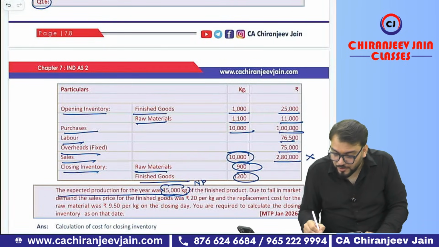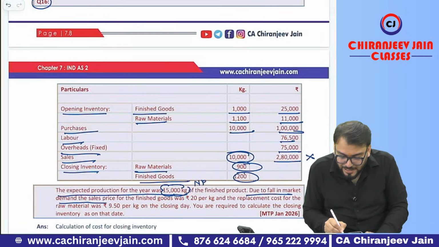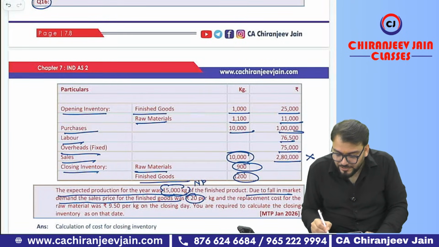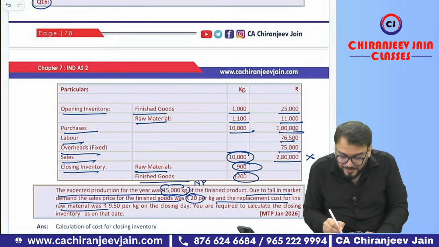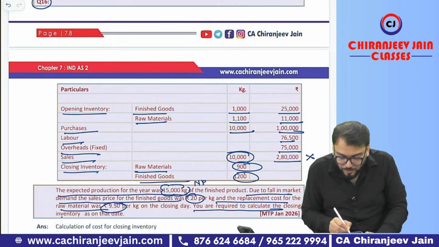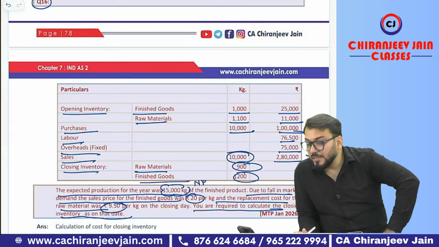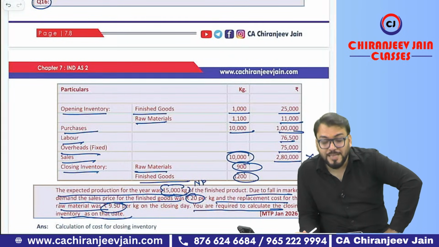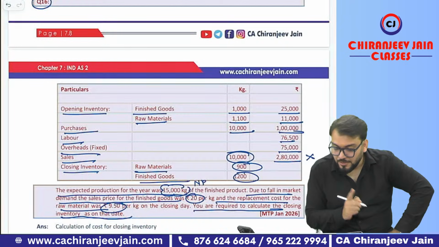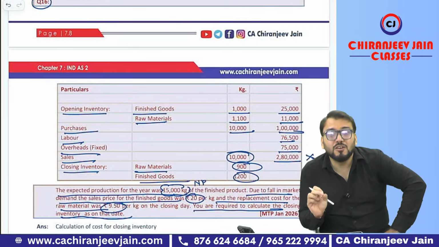Due to fall in the market demand, the sale price of finished goods was 20 per kg. So this becomes NRV of finished goods. And the replacement cost for the raw material is 9.5. So they have given replacement cost. You are required to calculate closing inventory as on that date. My question to you all, those who have done, okay, those who have not done, for them, what is the cost of purchase? Here only you will make a mistake.